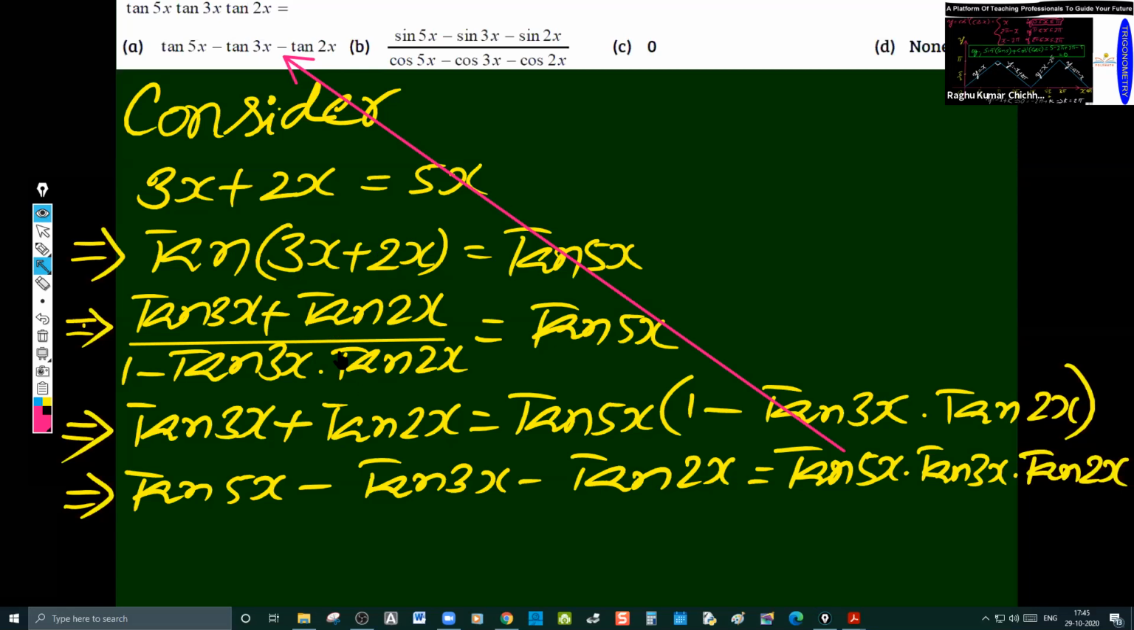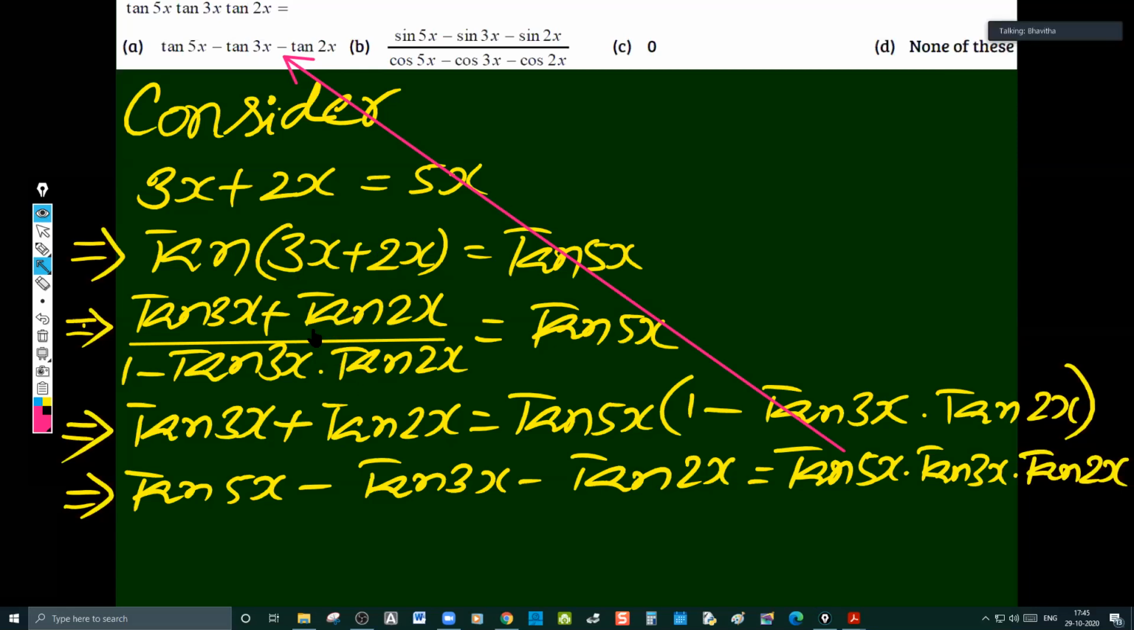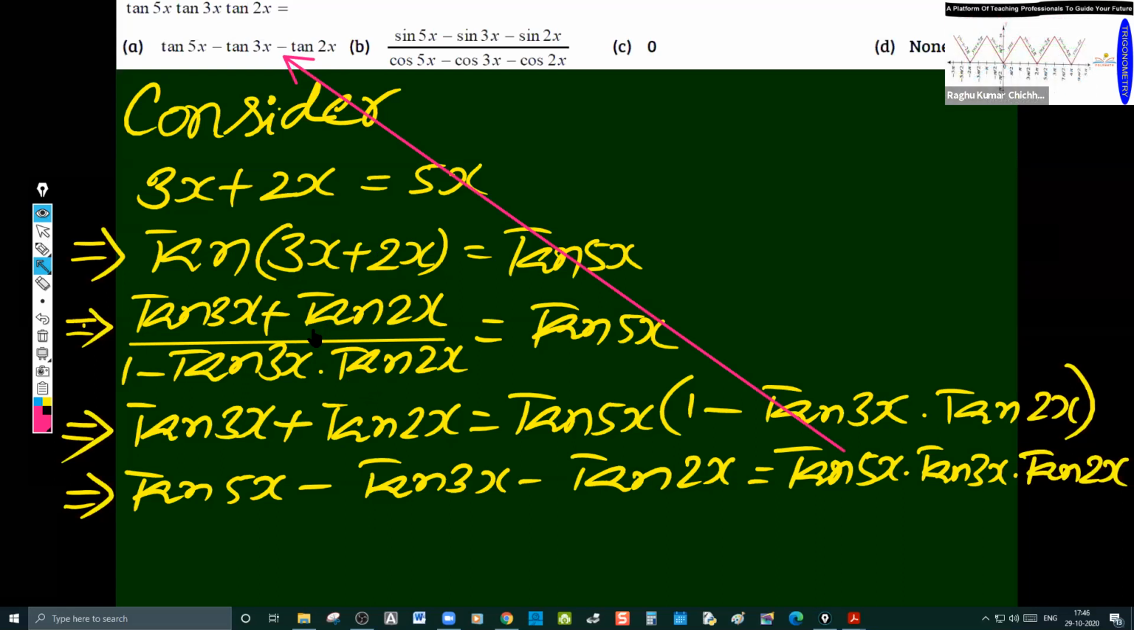Sometimes angles will be given. I think I have taken such a problem also. Let me check.